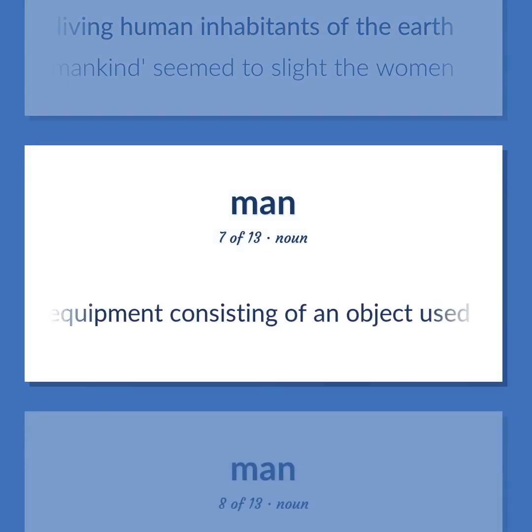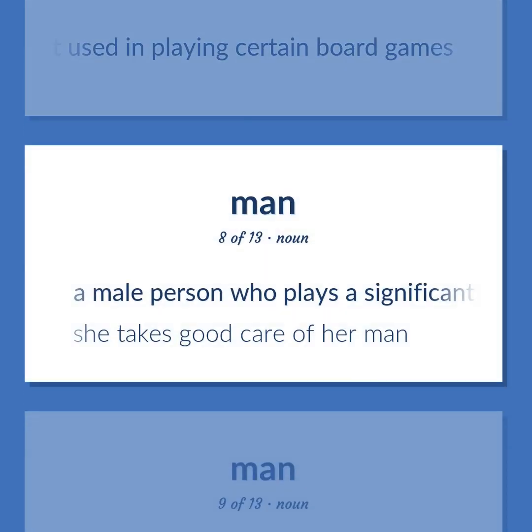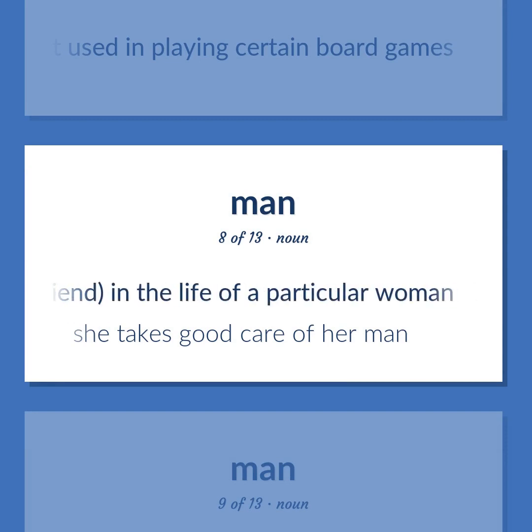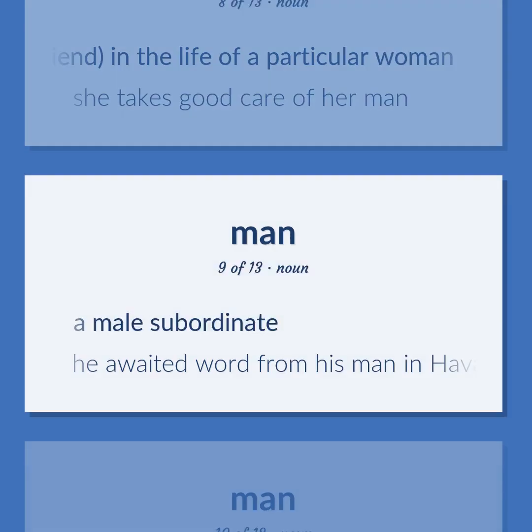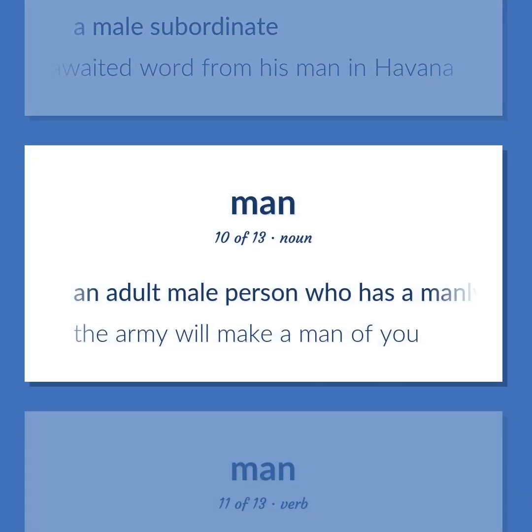Game equipment consisting of an object used in playing certain board games. A male person who plays a significant role, husband or lover or boyfriend, in the life of a particular woman. She takes good care of her man. A male subordinate. He awaited word from his man in Havana. An adult male person who has a manly character, virile and courageous, competent. The army will make a man of you.